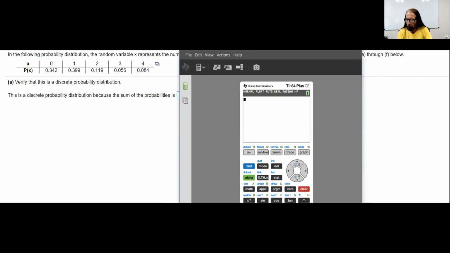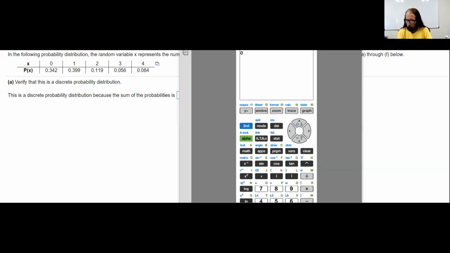0.342 plus 0.399 plus 0.119 plus 0.056 plus 0.084. And we do get a total of 1.